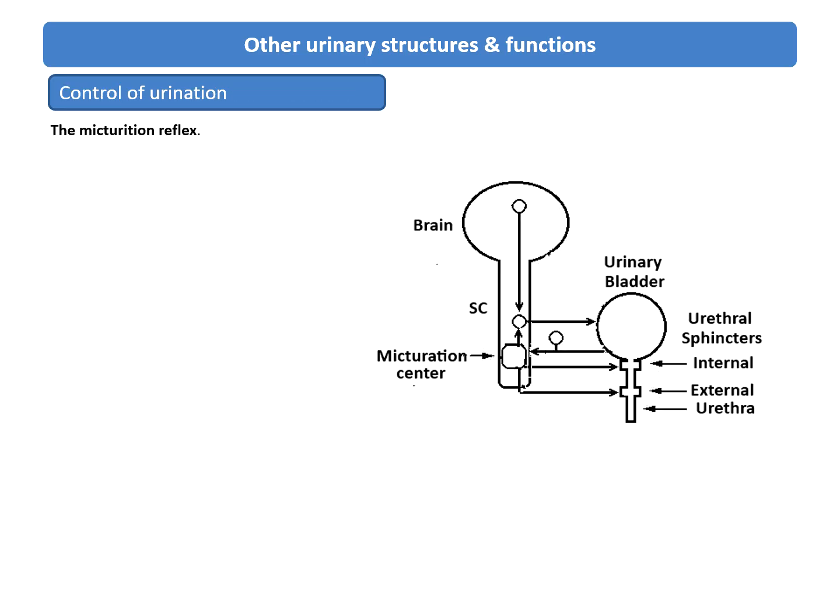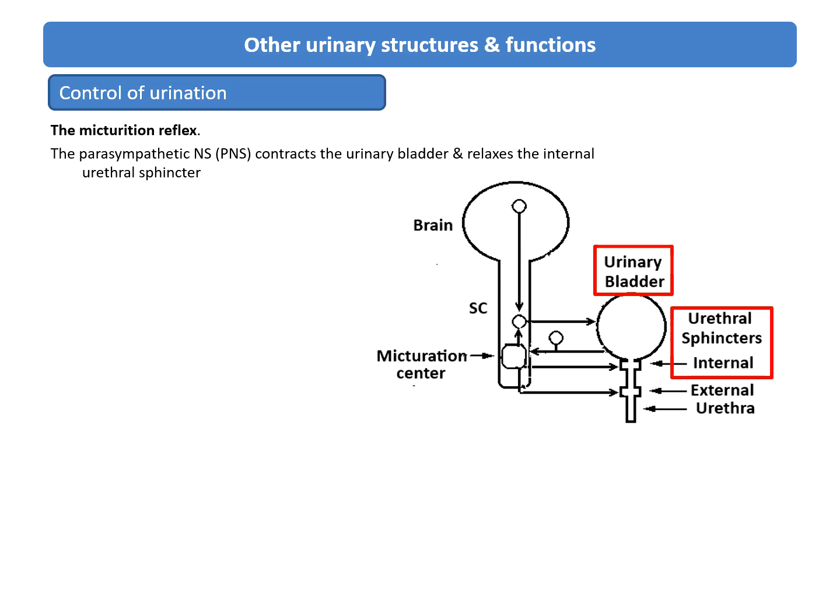The micturition reflex is the reflex to urinate. The parasympathetic nervous system contracts the urinary bladder and relaxes the internal urethral sphincter. The sympathetic nervous system has the opposite effect.